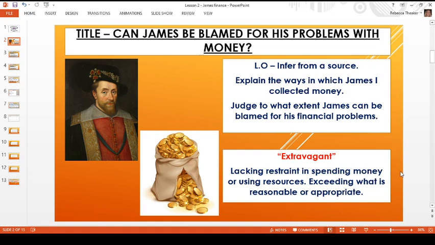Once you've got your title down, I'd like you to write this key word for me, please. Extravagant. Some of you might know what this word means already. If not, if you describe someone as extravagant, that means that they are lacking restraint in spending money or using resources. They exceed what is reasonable or appropriate. So it basically means that they don't really have much control over their money. Even though they might be struggling with money, if they see something that they really want, then they just buy it without thinking about the consequences, or thinking, can I really afford that? Should I really be spending my money on that?